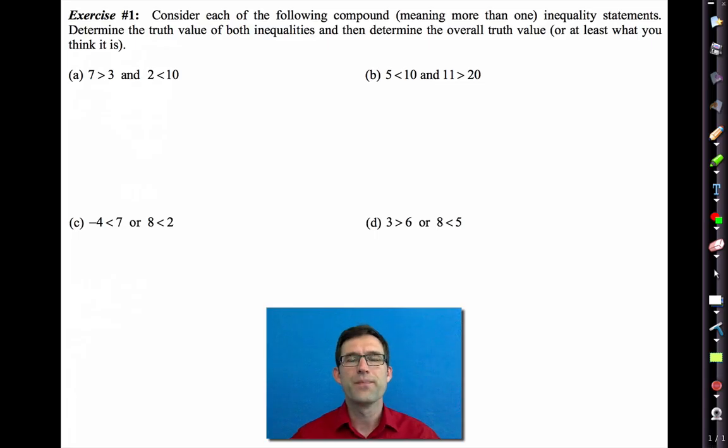What I'd like you to do is look at each one of these statements and think about whether you consider the overall compound inequality true or false. To do that, you first might want to think about whether each of the individual ones is true or false, and then think about what you understand in terms of the words and and or. So pause the video now and take about 5 minutes to do this. Don't worry if you're wrong. Don't look anything up on Google. Hopefully your intuition and what you already know about inequalities is going to get the job done.